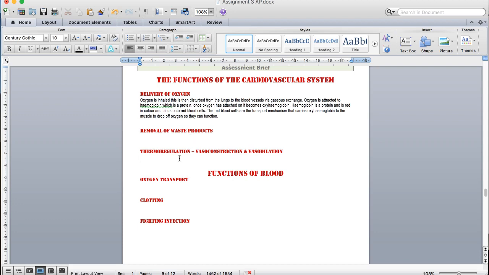With thermoregulation, you're required to describe and explain thermoregulation, vasoconstriction, and vasodilation. So make sure you cover all three aspects of that. And then the function of blood, so how oxygen is transported, very similar to this here. Clotting, in terms of how clotting takes place, and fighting infection.